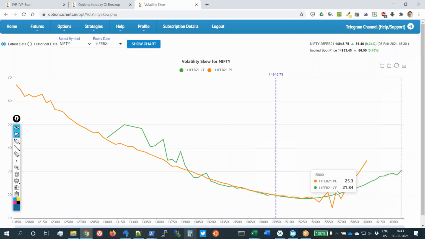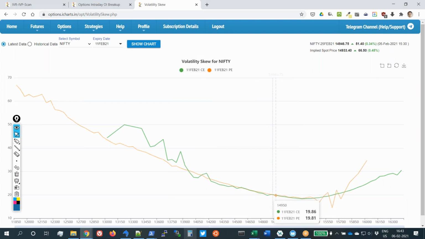Same for calls. Calls, this is out of the money. So again, the volatilities are going to be higher out of the money, and then lower when you are near the money. And then again, as you go deep in the money, the volatility goes higher. So basically, this is used to enter ratio spreads. You try to see where high volatilities are, and then you short those options, and where volatility is less, you buy those options.